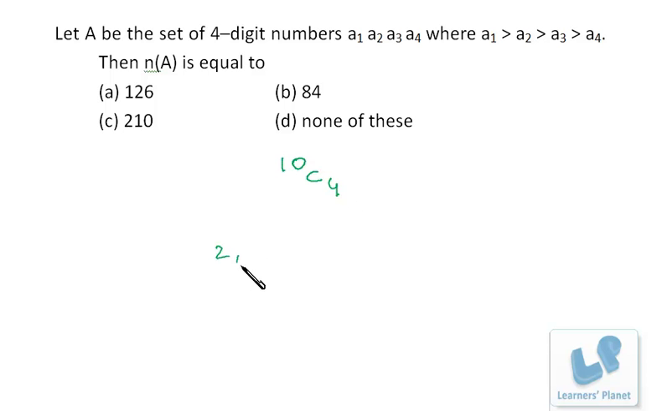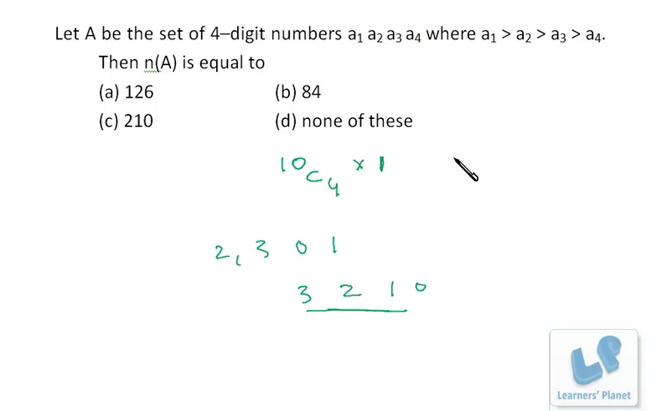Suppose we selected 2, 3, 0, 1, right? Now there is a single way that we can arrange the numbers in descending order. What's that way? 3, 2, 1, 0, right? So we selected 4 digits out of these 10 digits, and we arranged them in descending order in just one way, right? So this is the whole concept.